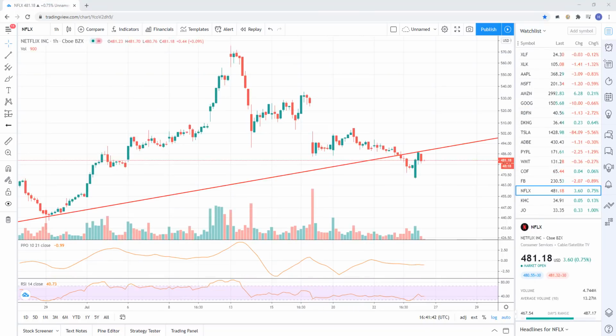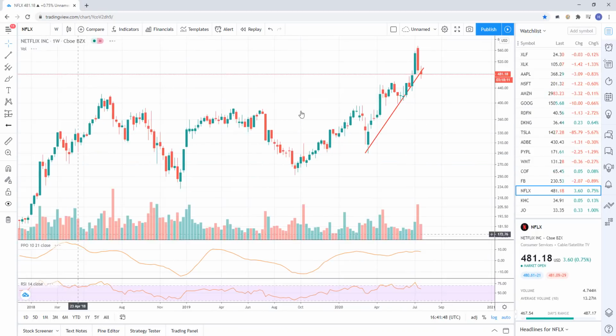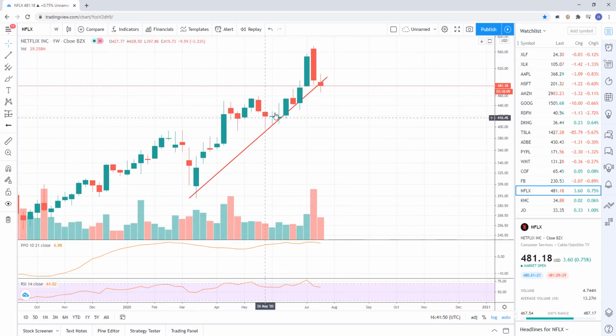Let's look at Netflix, and then I'll wrap up. Netflix. So start off with the weekly. Here's your uptrend line on Netflix. You can see a nice kind of blow off top. Big selling day, but not a reversal candle on the weekly. Still basically was within trend on this weekly one.